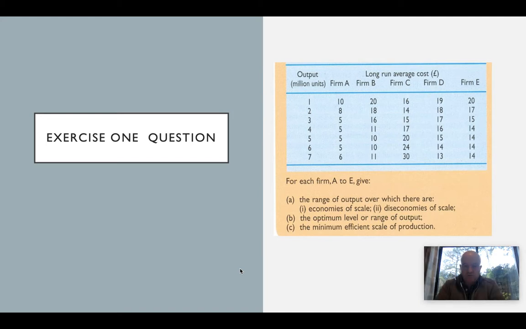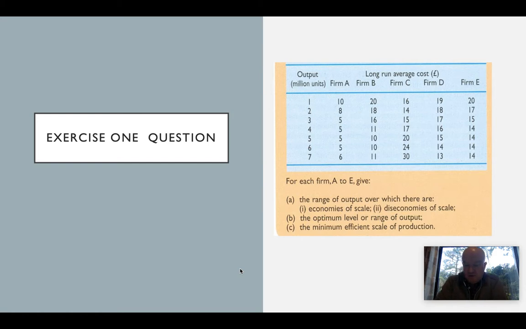Now, we've covered all of those things in the previous presentation, so you might need to take a look at that and your notes to just double check this process. But remember, we're looking for the point at which firm A is achieving economies of scale, then firm B, etc. So I'll give you some time to give that a go.